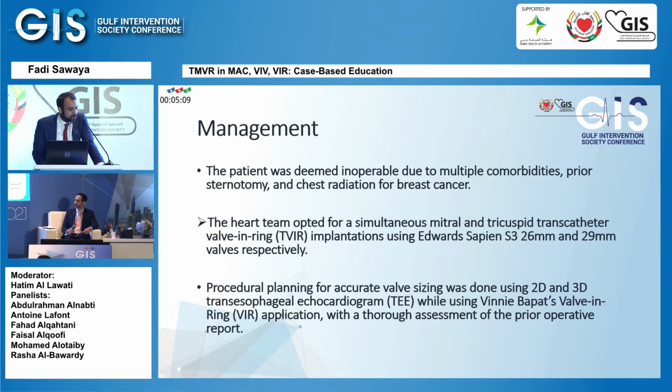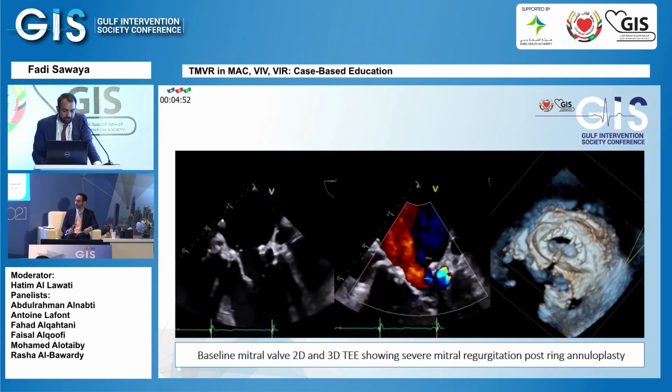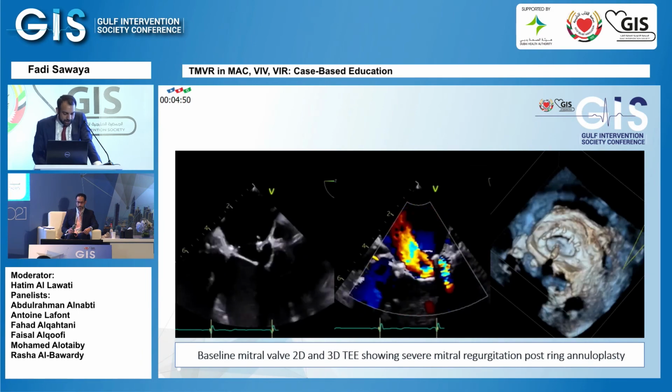This lady had also had chest radiation due to breast CA, so she was deemed triple valve, chest radiation, frail. She was around 50 kilos, so we decided against redo surgery, and we were planning for a mitral valve and ring and a tricuspid valve and ring simultaneously during the same case. This is the mitral TEE.